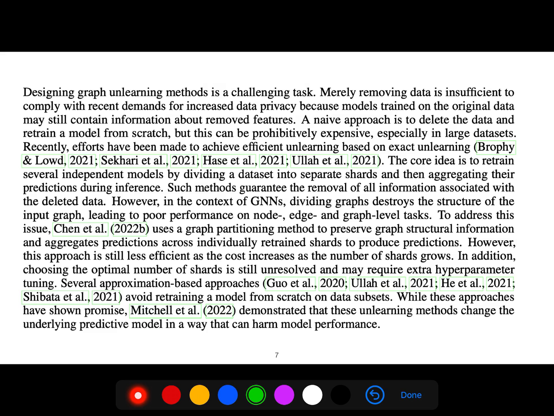However, in the context of GNNs, dividing graphs destroys the structure of the input graph, leading to poor performance on node, edge, and graph level tasks. To address this issue, this reference uses a graph partitioning method to preserve graph structural information and aggregate predictions across individually retrained shards to produce predictions. However, this approach is still less efficient as the cost increases as the number of shards grows.